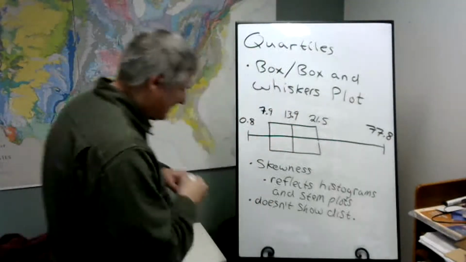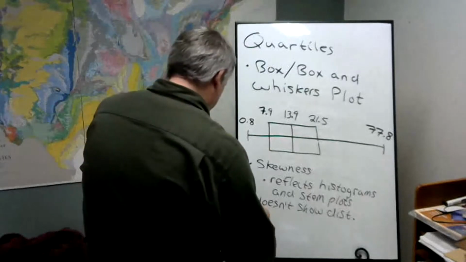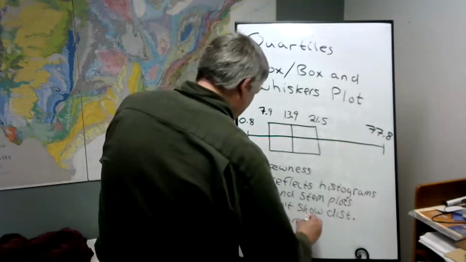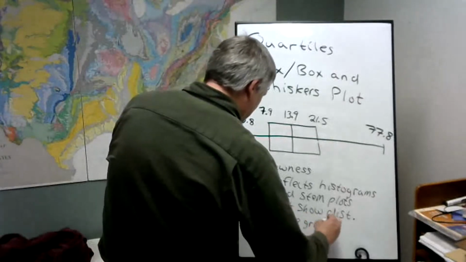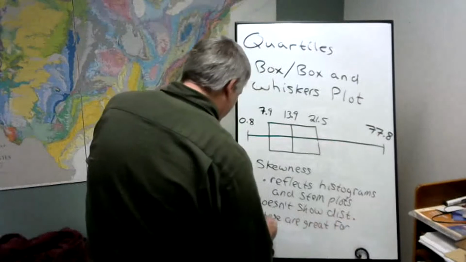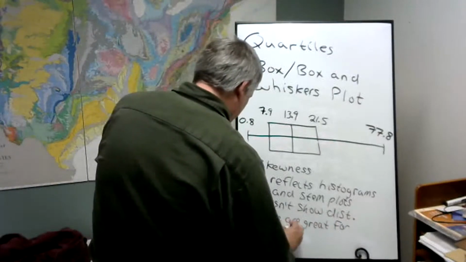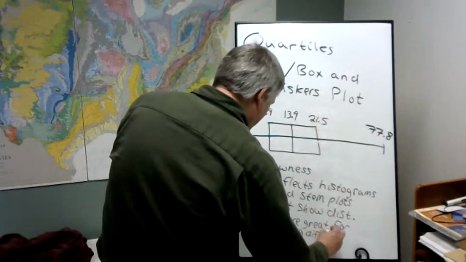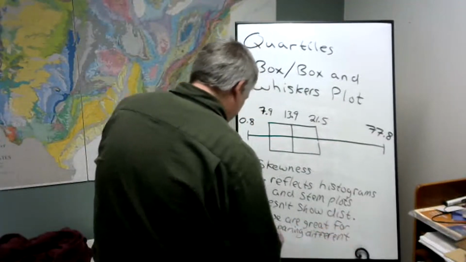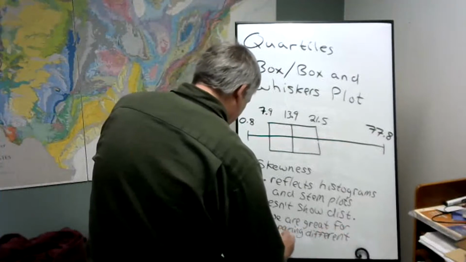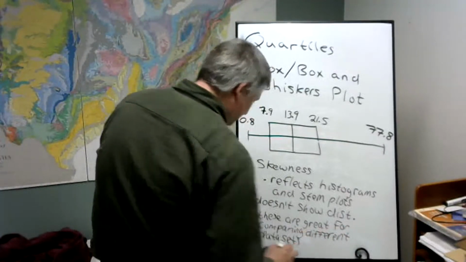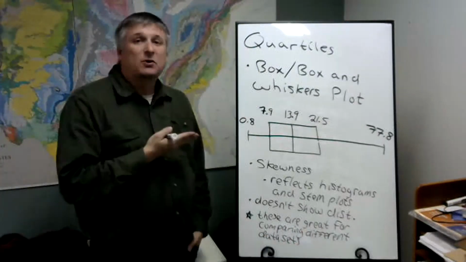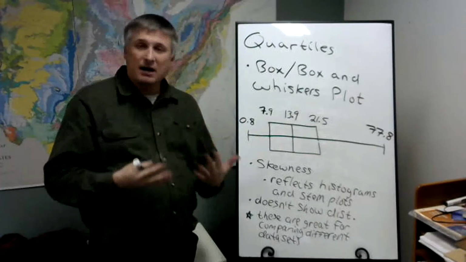And then what the text says here, it makes a little note. These are great for comparing different data sets. And there you go. So those are your quartiles. That's your box and whiskers plot.